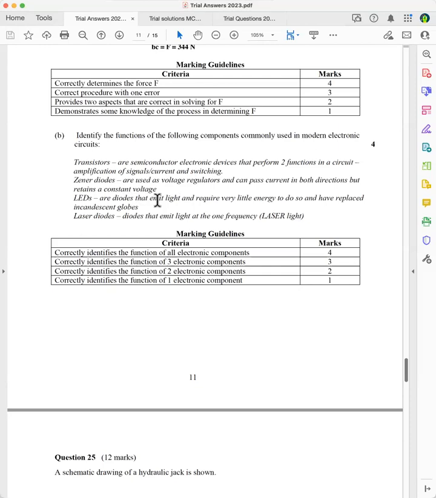LEDs are diodes that emit light as a result of the electrons jumping from orbital to orbital to emit photons of light. And so therefore they don't lose energy in the form of heat, but the electronics do heat up a little bit, but the actual emission of light produces no heat. And they're very efficient. Laser diodes, these are diodes. A laser is a single frequency of light. So these diodes emit light at one single frequency.